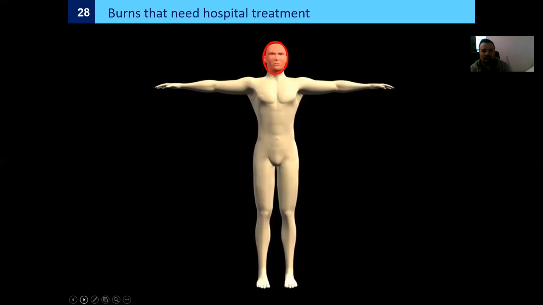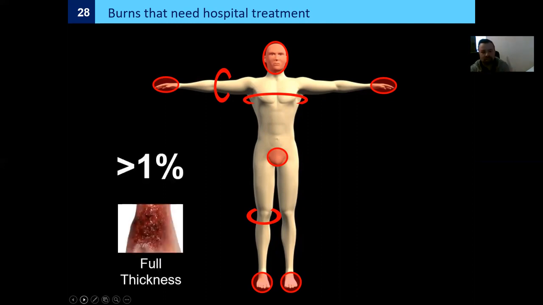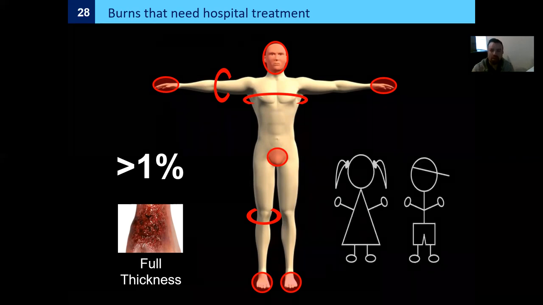So the rule of 9, as we said, 1% counts to the hand or the groin, and everywhere else counts as 9. So 1% burn, full thickness, must go to hospital. So actually, it doesn't matter the size of a full thickness burn, you must go to the hospital. Okay.